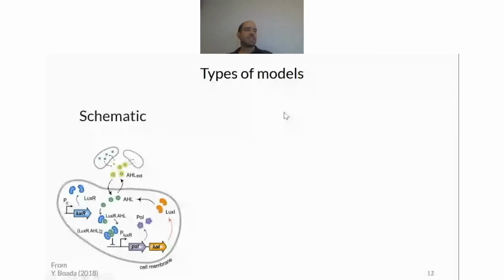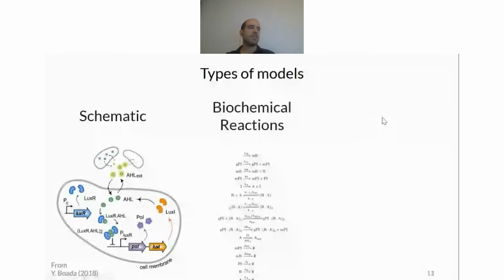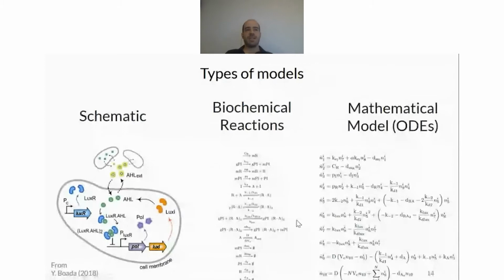So there are different types of models. First, the schematic models, we are very used to these ones, are little sketches that tell us interactions between elements of the system. This is an example of a synthetic circuit. Then, from those schematics, we can go on and try to write down the biochemical reactions underlying that system, that will tell us a bit more information about the kinetics of those species, how they change. And from these reactions, we can then build a mathematical model, basically a set of ordinary differential equations, don't be scared, that using the law of mass action kinetics, we can convert from the biochemical reactions into these sets of equations that will tell us basically how the different amounts or concentrations of the species in the system are changing in time.